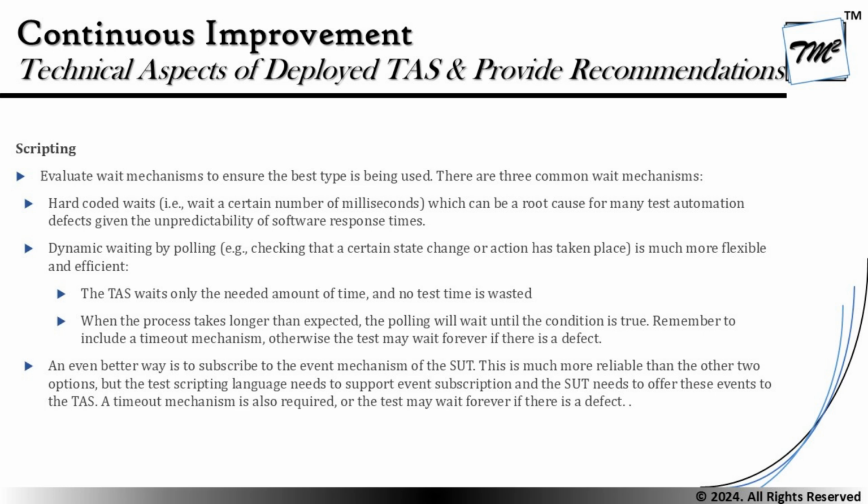Now, further to add here, of course, we are talking about the next important segment, that is the scripting itself, but certainly with more options. That is, evaluate the wait mechanism to ensure the best type is being used. There are three common wait mechanisms: hard-coded waits, dynamic waits, and certainly an even better way, event mechanisms. Hard-coded waits can be a root cause for many test automation defects, given the unpredictability of software response times, and dynamic waiting by polling is much more flexible and efficient.